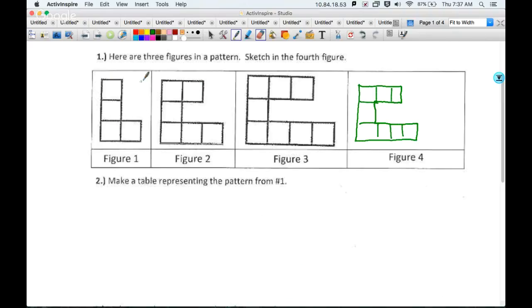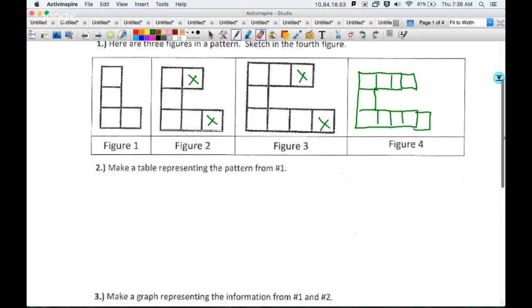From here to here, well, this one's new and this one's new. So it looks like it added on to the end. And then from here to here, this one's new and this one's new. So it looks like we're adding to that first and third row. So that's where I'm going to add the new boxes. Just like that, that's what figure 4 is going to look like.